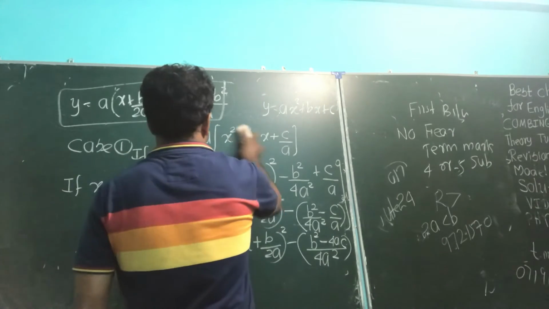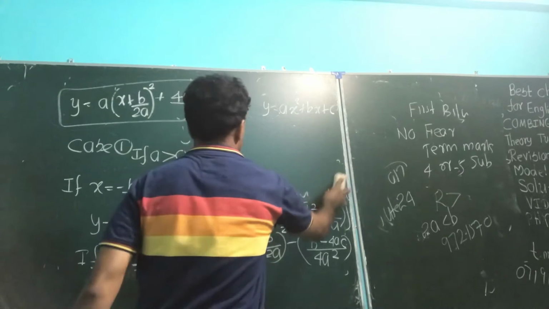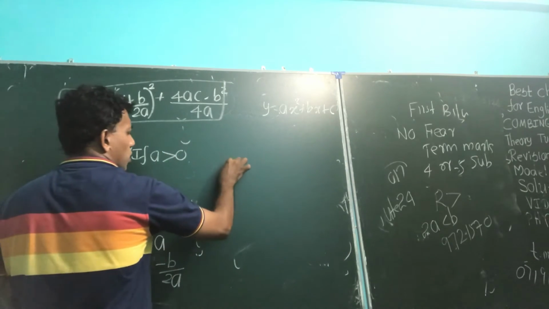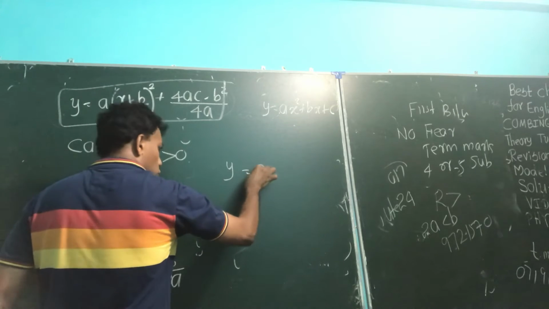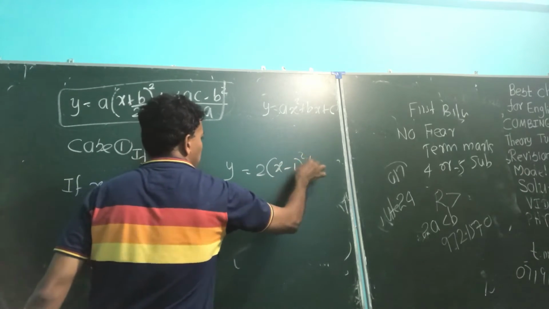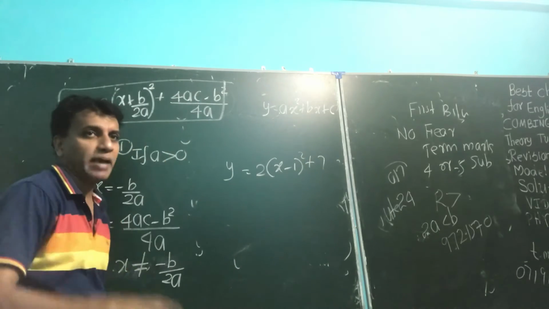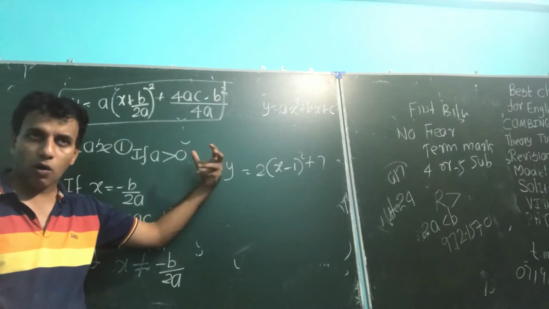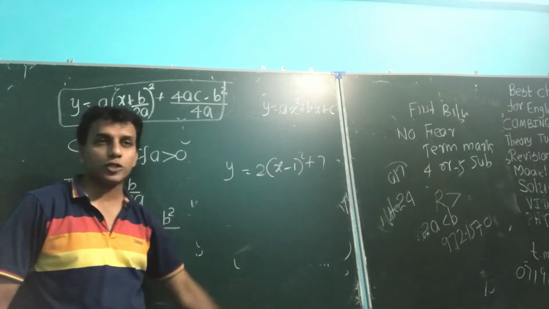Before I go to the other part, I'll show you an example. See here: y equals 2 times (x minus 1) all squared, plus 7. I am showing this only once, so try to understand this simple example. I took an ordinary quadratic graph type here.